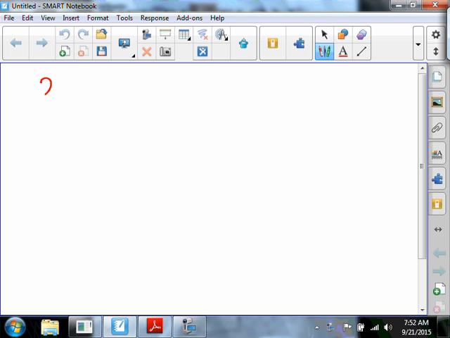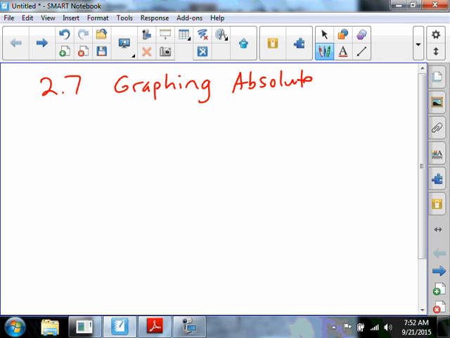Today, in Algebra 2, we're looking at Chapter 2, Section 7. The title is Graphing Absolute Value Functions.